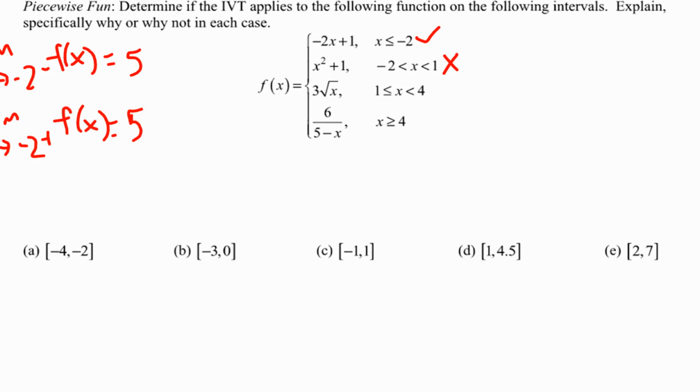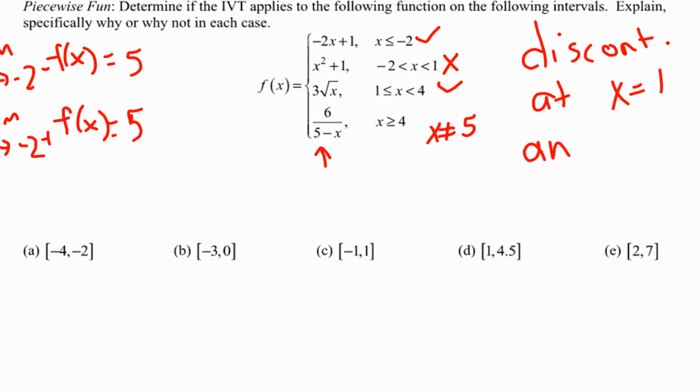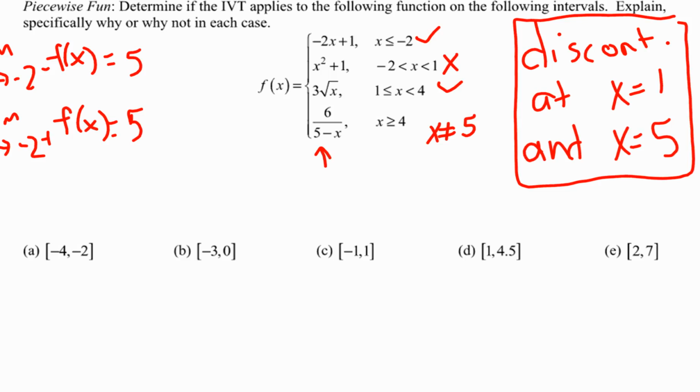Okay, and then we'll check 4. Limit as x approaches 4 from the left would be 6. Limit as x approaches 4 from the right, 6. So we're good at that value. Okay, this one, x can't be 5 because we have a vertical asymptote there. So our function is discontinuous at x equals 1 and x equals 5. Okay, that'll be important to remember.